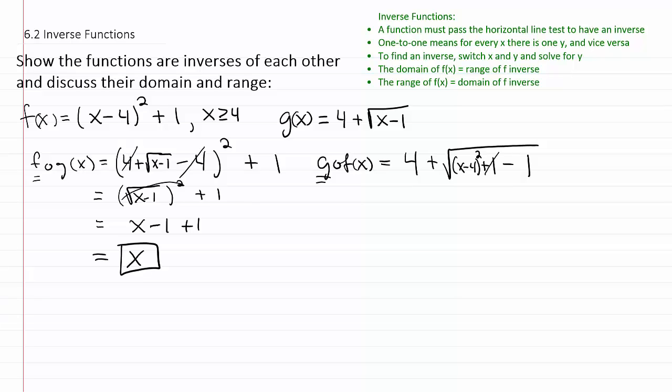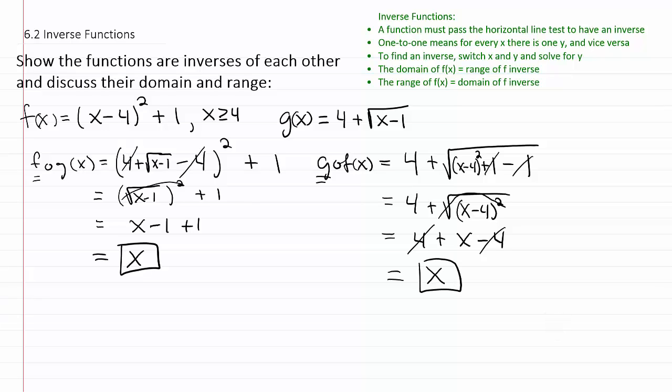Then, of course, the plus 1 minus 1 will cancel out, leaving you just 4 plus the square root of (x minus 4) squared. We know that the square and the square root will eliminate each other, giving you 4 plus x minus 4. And then, of course, the 4's will cancel out, leaving you again with just x. So we've shown that these two functions are indeed inverses of one another. That's the formal way to do it.